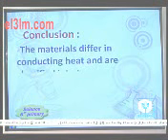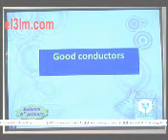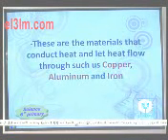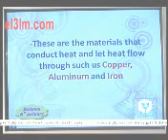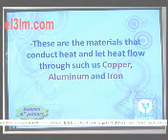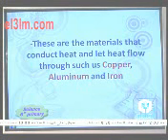The conclusion is that materials differ in conducting heat and are classified into types like that. Good conductors of heat are the materials that conduct heat and let heat flow through, such as copper, aluminium, and iron, and many other materials. So we can say that metals are good conductors of heat. Copper, aluminium, and iron are good conductors of heat.